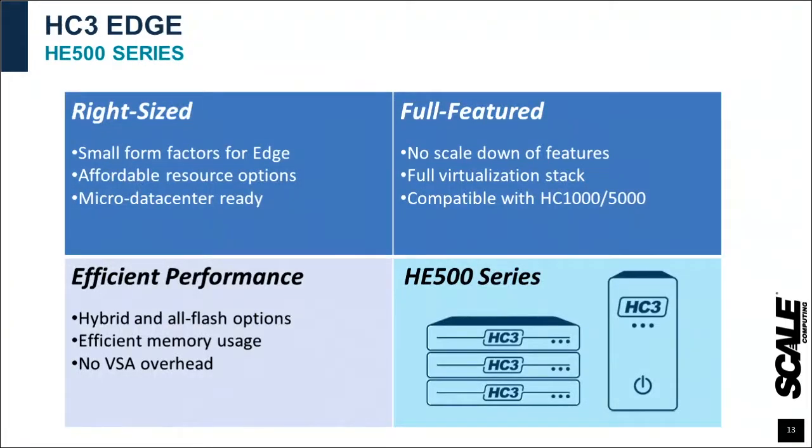A customer that has 1.5 petabytes is running an HC5000 system. If they wanted to add an HE500 series to their system, they absolutely could. More likely they're going to deploy an HE500 single node or cluster at a secondary site. Or if you have a customer that's running HE500 systems and they outgrow those and want to add something with a larger amount of capacity, they can add on HE1000 and HE5000 as well. So it's the exact same operating system that we're running under the hood, all the same functionality. It's just a smaller form factor, so it's micro data center ready.